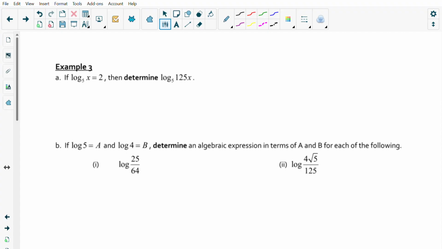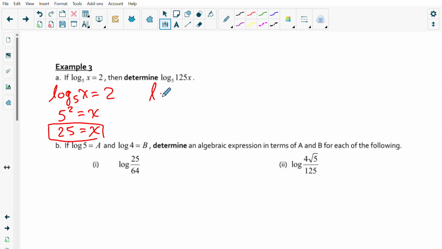Example 3. If log base 5 of x equals 2, then determine log base 5 of 125x. Log base 5 of x equals 2. I can change this to exponential form, right? So I know that 5 squared, 25, equals x. Let's keep that off to the side.